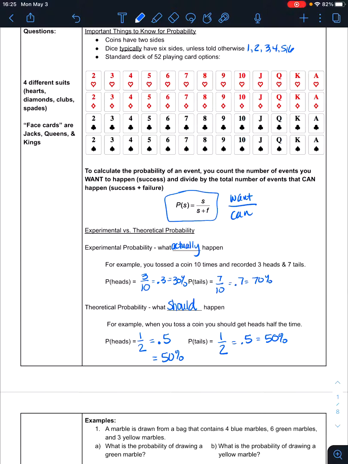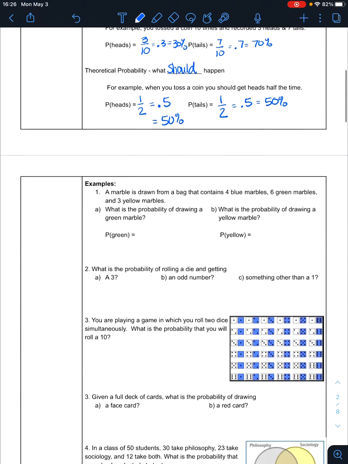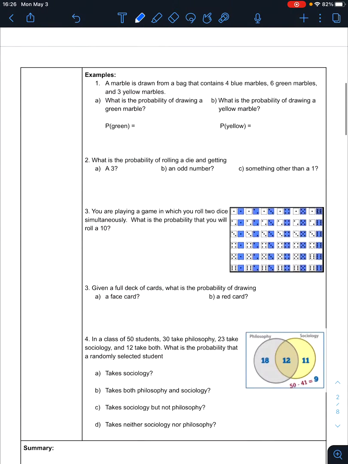So experimentally, it appears that you were more likely to get tails than heads, but we know theoretically that you should have gotten 50-50. If we do it 10 times, you might get 3 and 7. But if you do it 100 times, it's going to get closer and closer. The more times you do it, the closer your probability gets to 50%. So you need more opportunities to flip the coin or roll the dice to make your experimental match your theoretical.